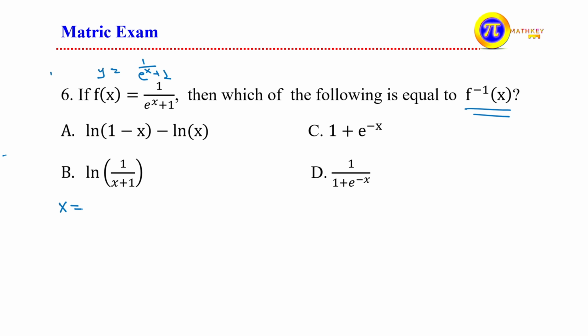This means x is equal to 1 over e to the power of y plus 1. This is the inverse of the given function if we express it in the form f of y. This is the inverse of our function. But there is no function of y in the given choices.